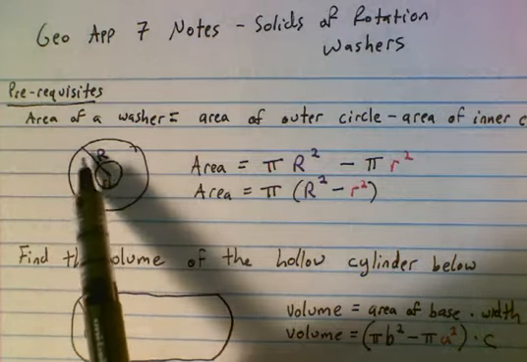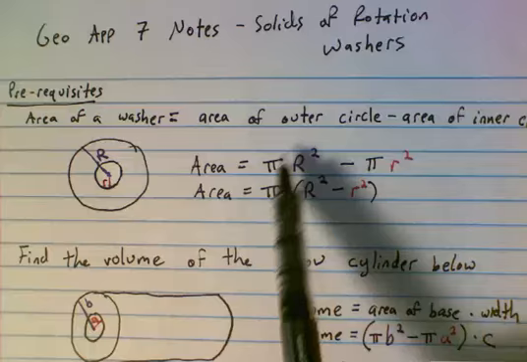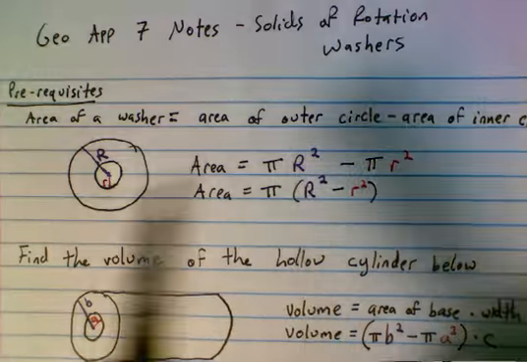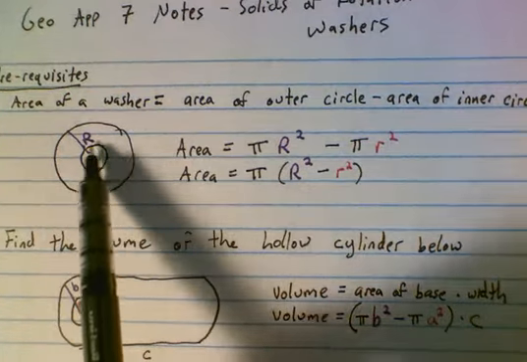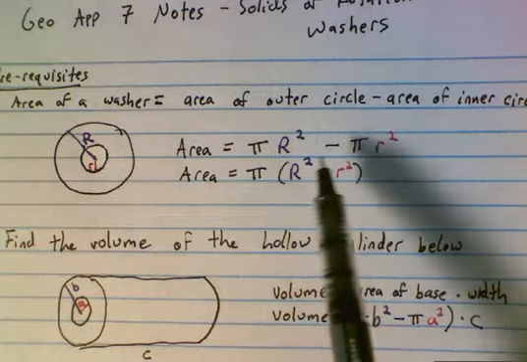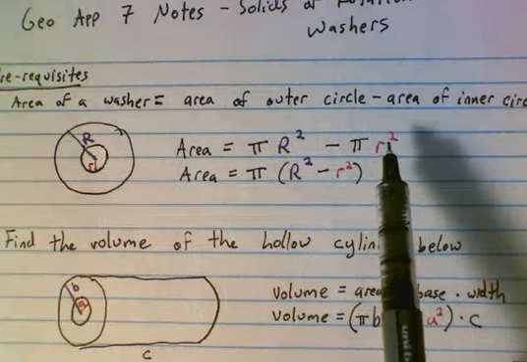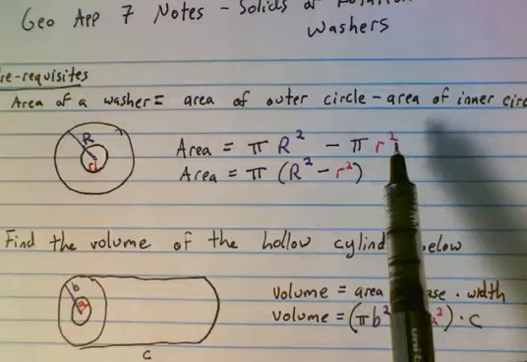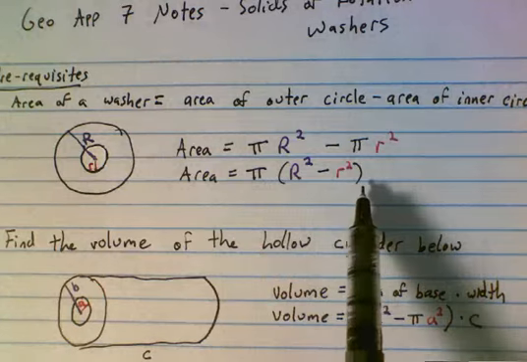So if the outer circle has radius capital R, pi R squared is the area. Then we're subtracting the inner circle, which has a radius little r: pi little r squared. If you want, you can factor out a pi and write it like that.